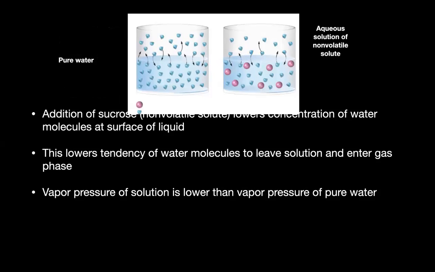So you've got pure water on the left-hand side, and then an aqueous solution of a non-volatile solute on the right-hand side. And you can see that there's just a lower number of particles that escape from the solvent phase to the vapor phase. And so you're going to have a lower vapor pressure in a solution compared to the solvent. Now, I'll just delete my drawing since we already have one.